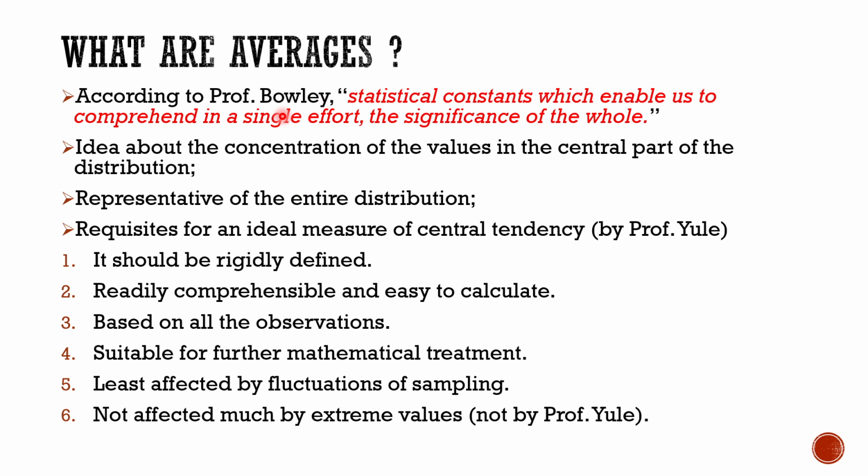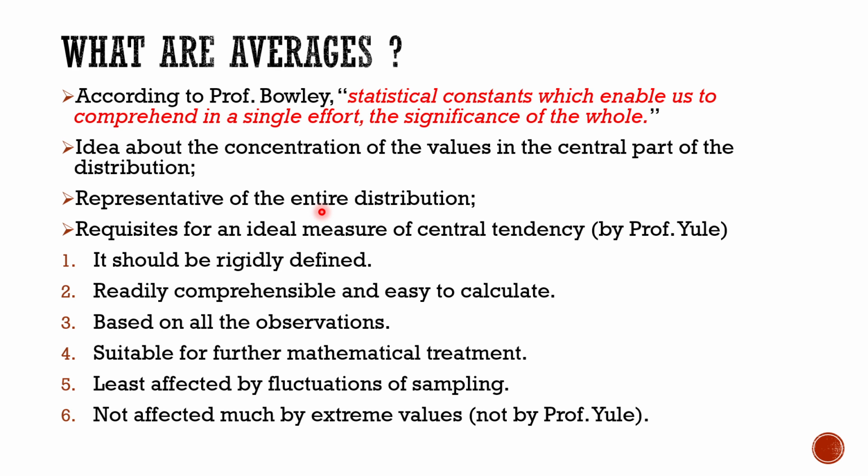Now, what are actually the averages? According to Professor Bowley, statistical constants which enable us to comprehend in a single effort the significance of the whole are actually the averages. It's an idea about the concentration of the values in the central part of the distribution. It is a representative of the entire distribution, like we have a class representative in our class who is representing all the students. That is, we have a single value that is representative of the entire distribution, so we can make an idea, come to a conclusion, or make inferences about the whole distribution, because we cannot talk about the whole distribution in a single way.